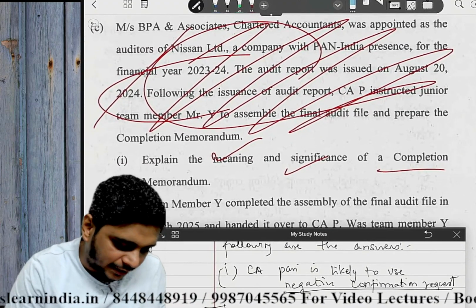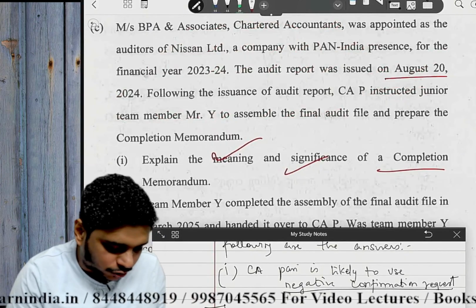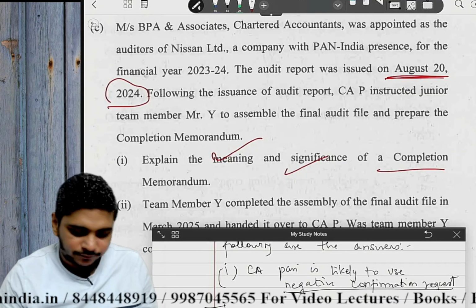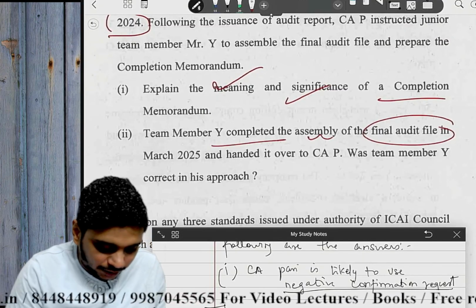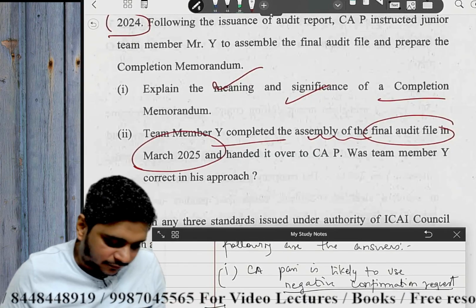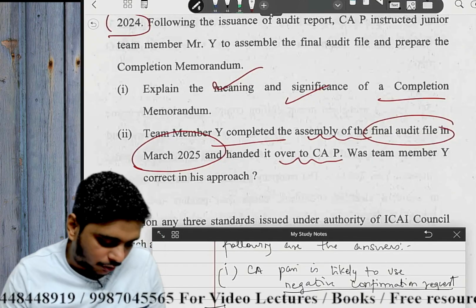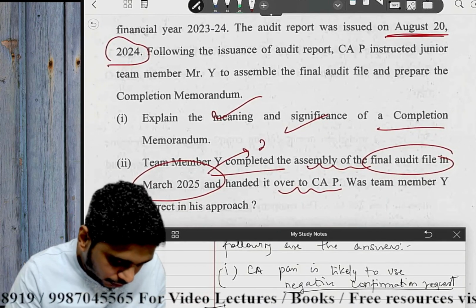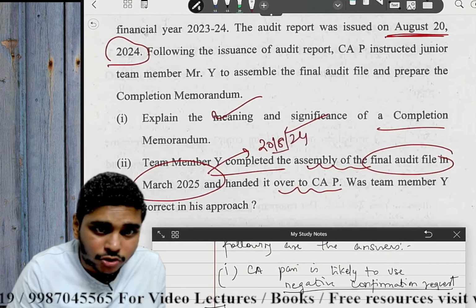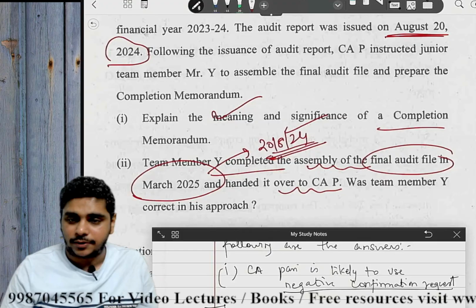One more question on this. Now they are saying that the audit report was issued in August 2024. Okay? Team member Y completed the assembly of the final audit file in March 25 and handed it over to the CA partner. When was the audit completed? 20th August 24. The audit got completed on this date.